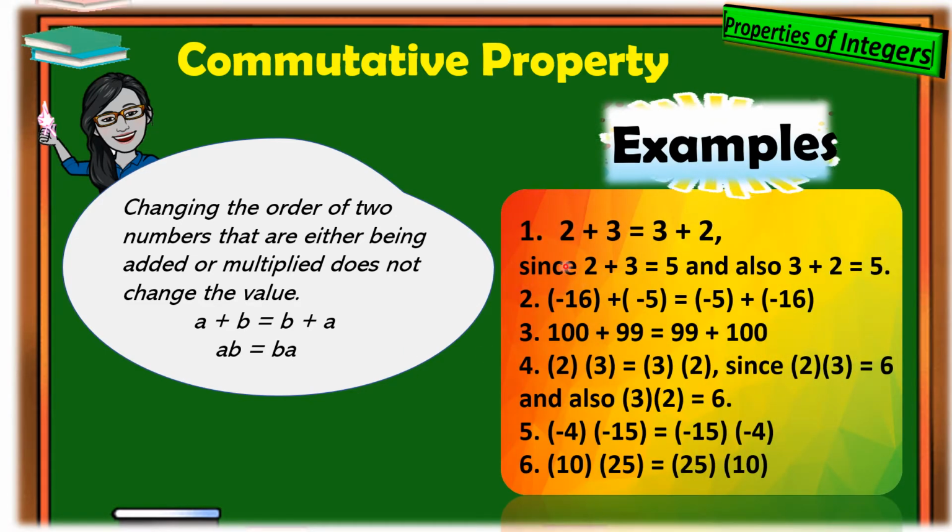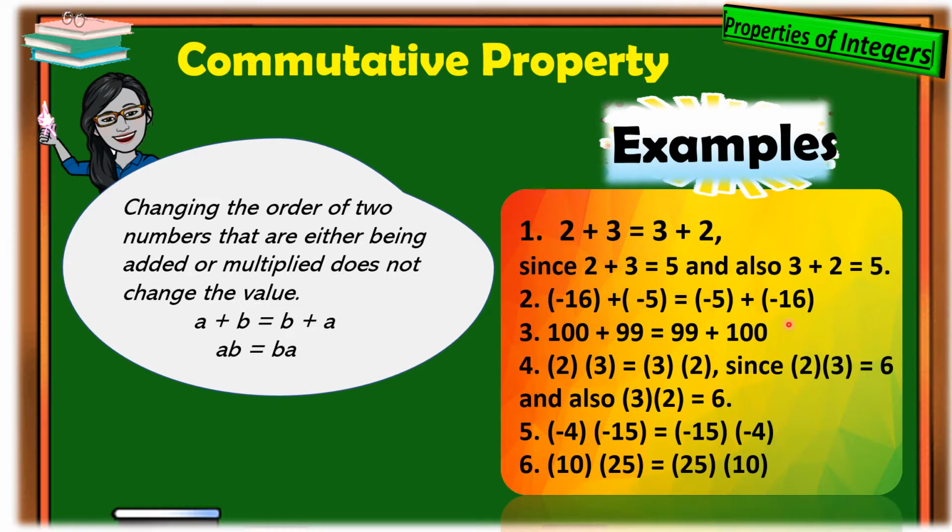So, here, in number 1, 2 plus 3 is equal to 3 plus 2. Okay? Since 2 plus 3 is equal to 5, and also 3 plus 2 is equal to 5. So, they are the same, right? The value doesn't change. So, 5, 5 pa din. Okay? So, next is negative 16 plus negative 5 is equal to negative 5 plus negative 16. So, kahit i-plus mo daw to, tsaka ito, same pa rin ang answer. So, that will give you negative 21 here, negative 21 dito.